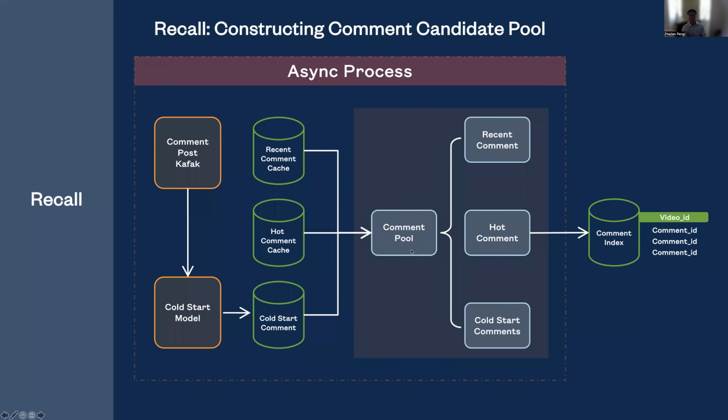And then we will remove the same comment ID and then put into recent comment, hot comment, cold store comment, and save everything into this comment index. We only save the unique comment index. So we'll merge them and save the unique comment index. And after the recall stage, we have the general ranking stage.